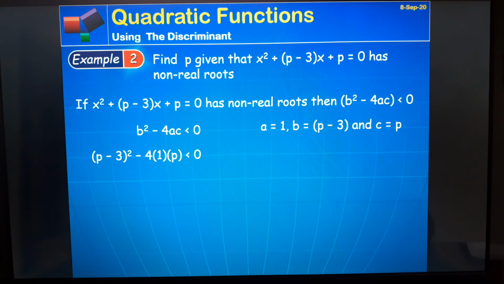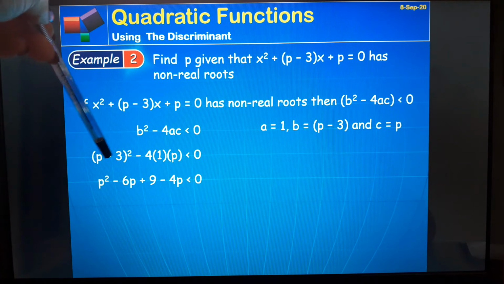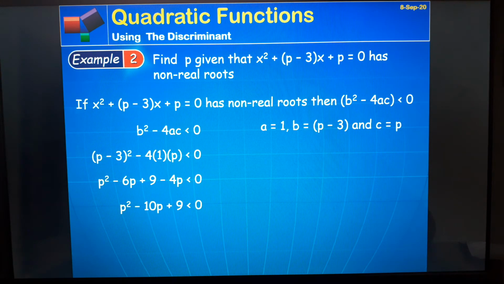Okay, so we're going to square out this bracket. Remember how you square a bracket quickly? You square the first term, then 2 times the first times the second, and then you square the last term. So you square the first term, get P squared, then multiply them both together and double them. That's 2 times the first times the second. So multiply them together and double them, minus 6P, and then square the last, which is plus 9, and then minus 4P. Let's put our P's together. We've got a minus 10P in the middle there. And now we have a quadratic inequality to solve.